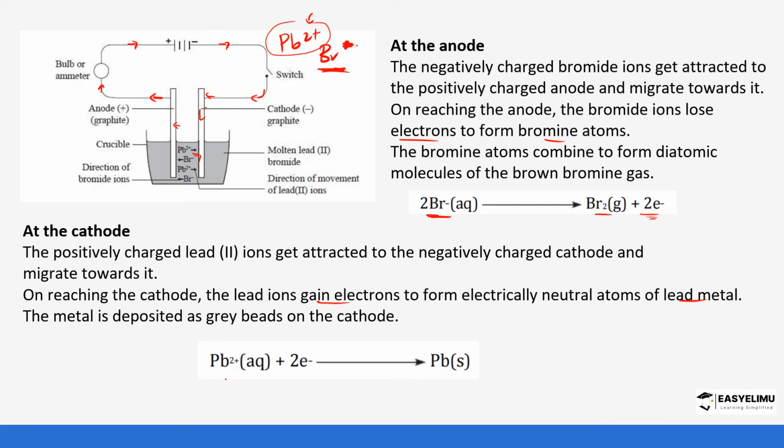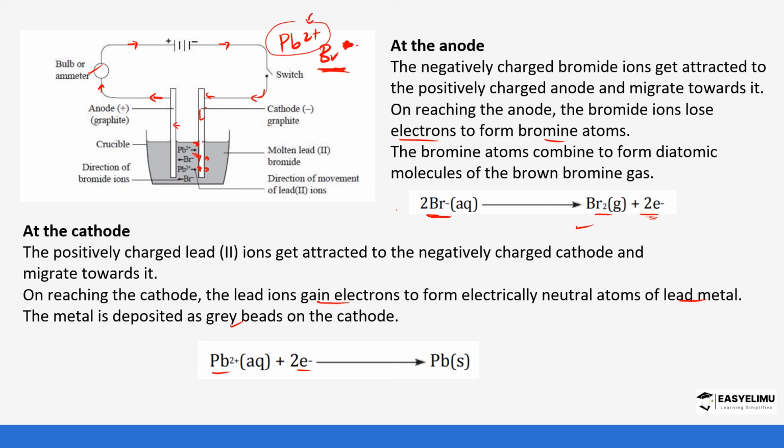So this is what happens in the equation. Lead ions in aqueous state, they gain 2 electrons to form lead solid. So these are the equations at the anode and the equation at the cathode. If you are told the observations you notice in this setup, first of all, the bulb lights, and then you're going to see a brown gas of bromine, and then also you're going to see some gray bits at the cathode.